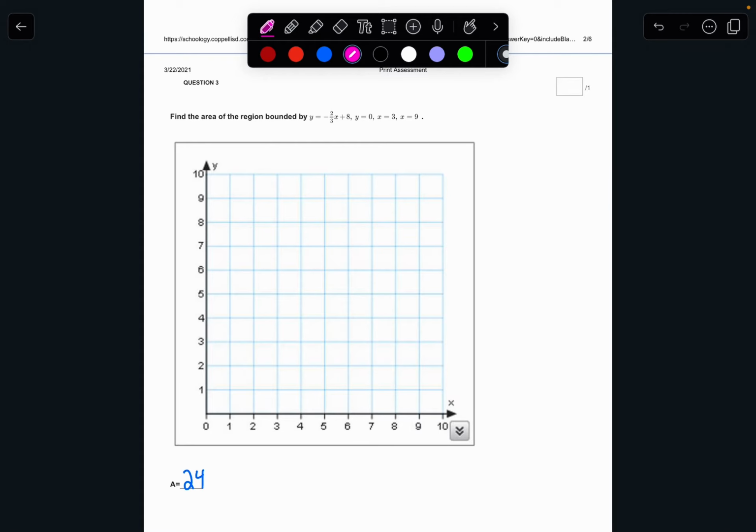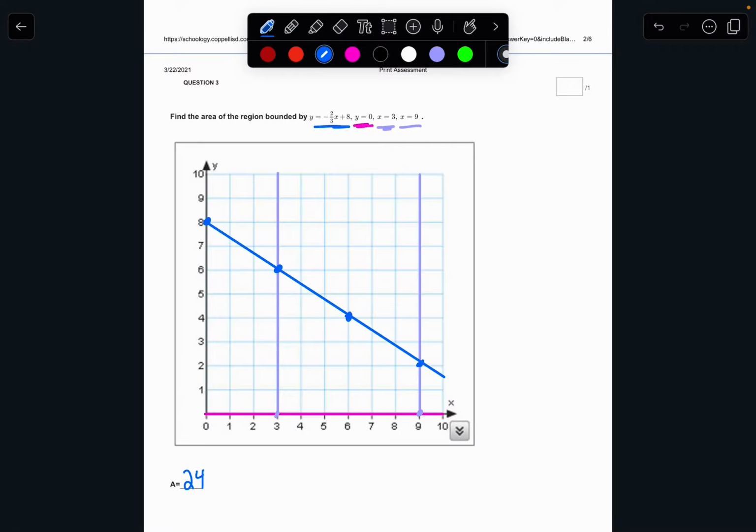I'm going to graph y equals 0. Hooy, horizontal. X equals 3. So go to 3 and Hooy-Vux, vertical. X is vertical. And x equals 9. Vux is vertical. All right. And then we're going to graph the equation, negative 2/3 x plus 8. So we go to 8, down 2 over 3, down 2 over 3, down 2 over 3.